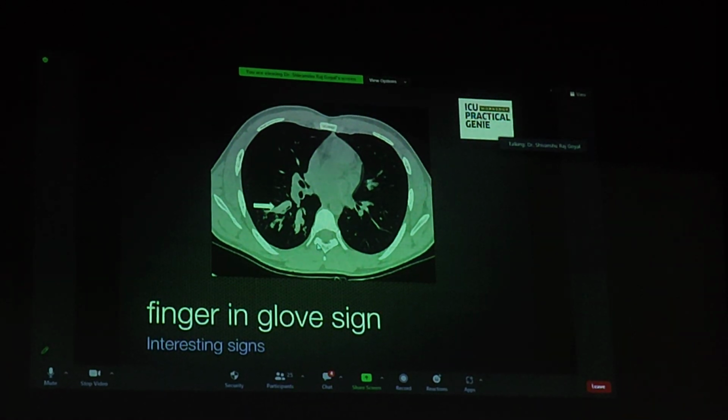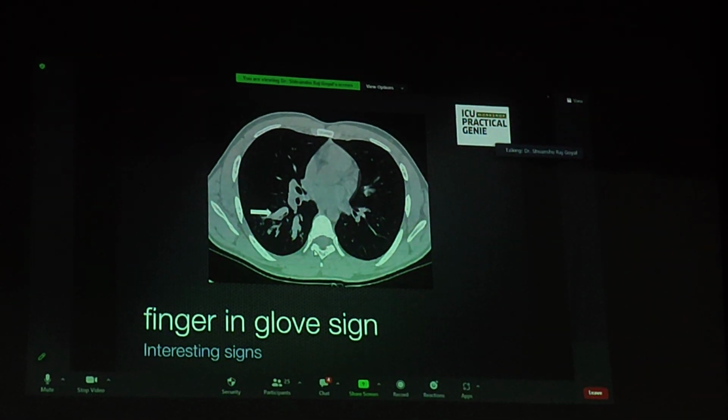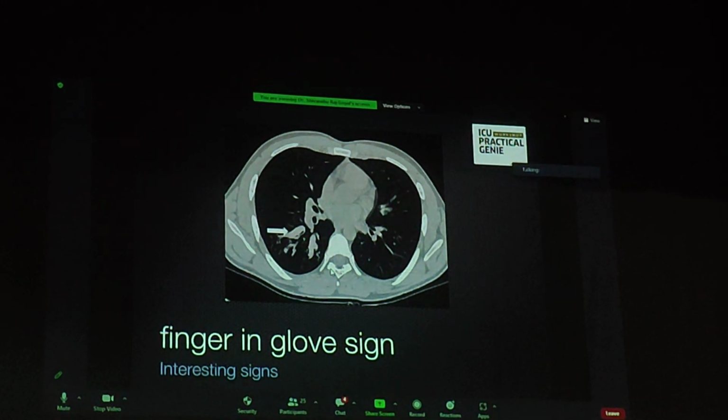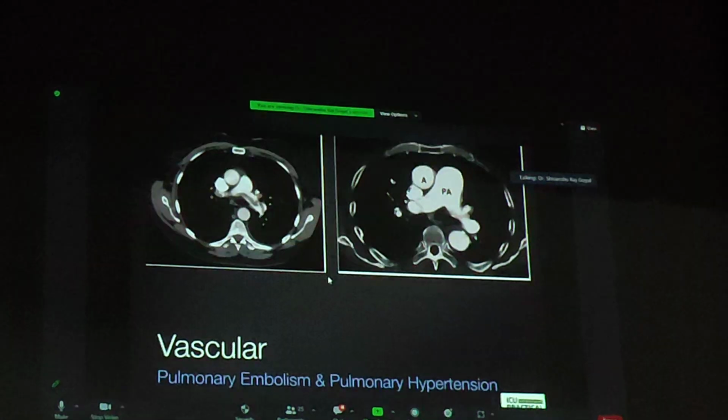Then comes the finger in glove sign, typically representing dilated bronchus with mucus plugs, most commonly found in bronchiectasis.